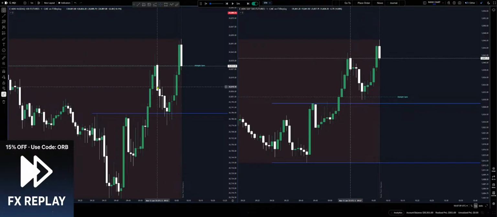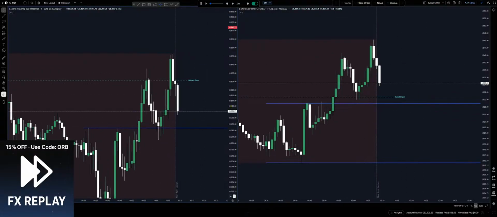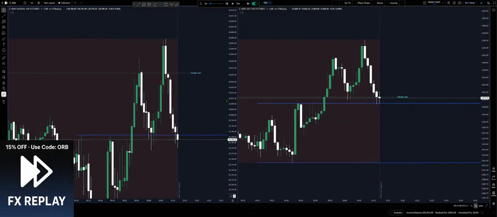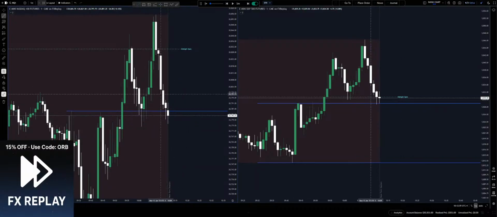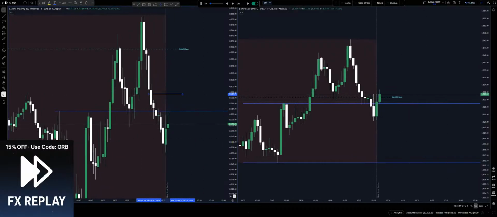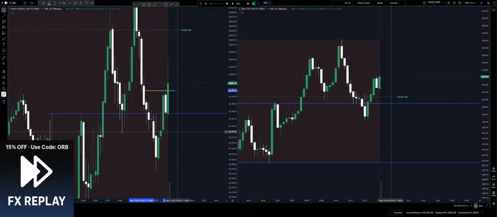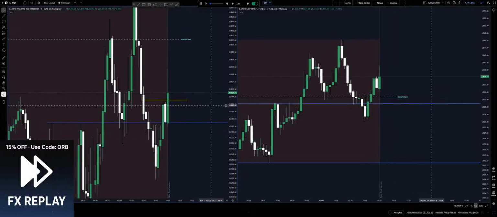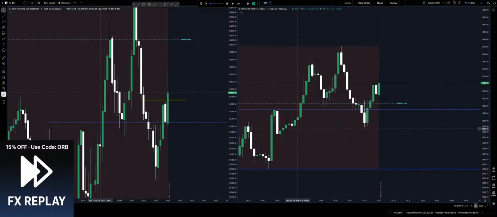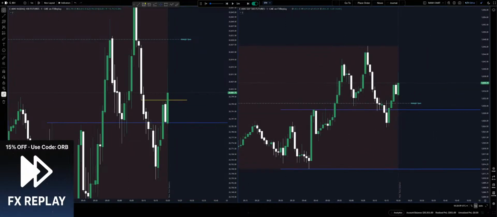Just looking for a gap. There's no gap here. There's a gap here. Alright, so the price inverted this gap. Now we look at ES. Is ES above the range? Yes, it is. So that's a valid setup.